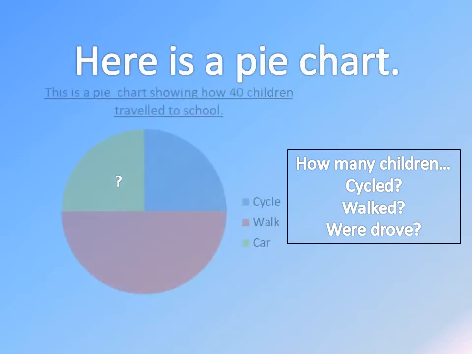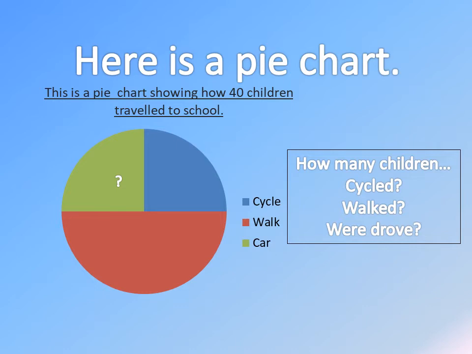Here is a pie chart. This is a pie chart showing how 40 children travel to school. Each pie chart should have a title. The title here is how the 40 children travel to school. And each pie chart should have a key. Here we have 3 colors in the pie chart, so we should have 3 colors in the key: the blue for the cycle, the red for the walk, and the green for the car.